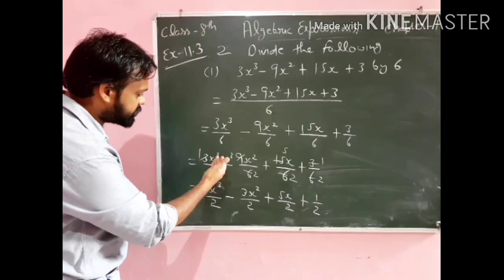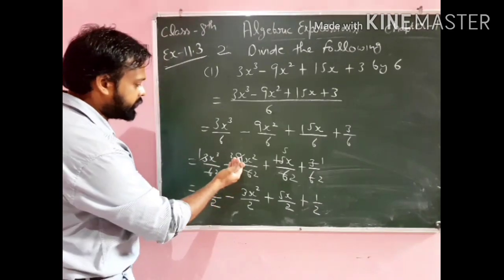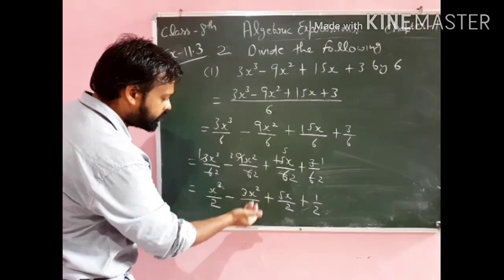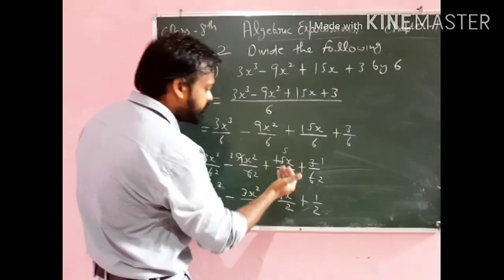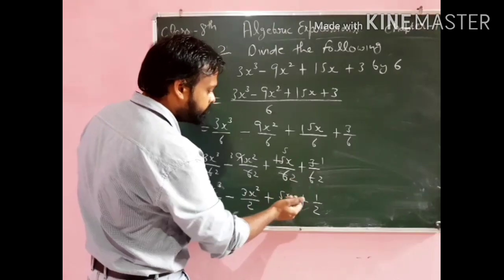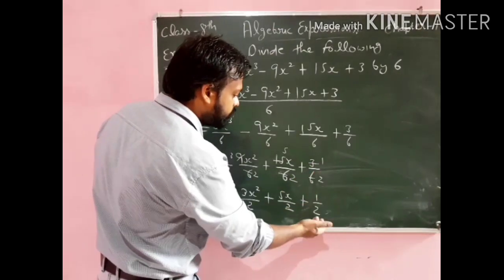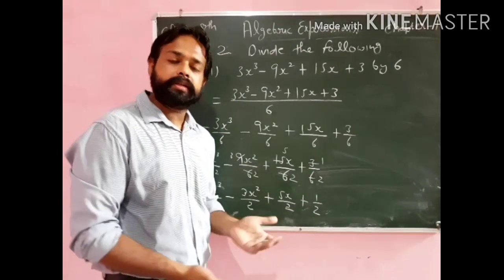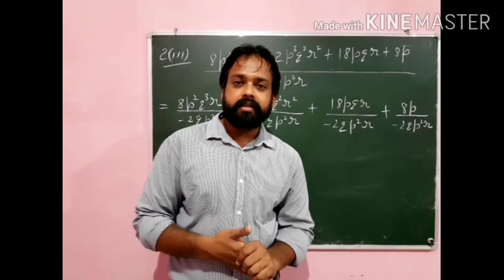After that we got x cube over 2, and then 3x square over 2, plus 5 into x, 5x over 2, and then plus 1 over 2. So this is very simple. Okay, now see the second and third part.